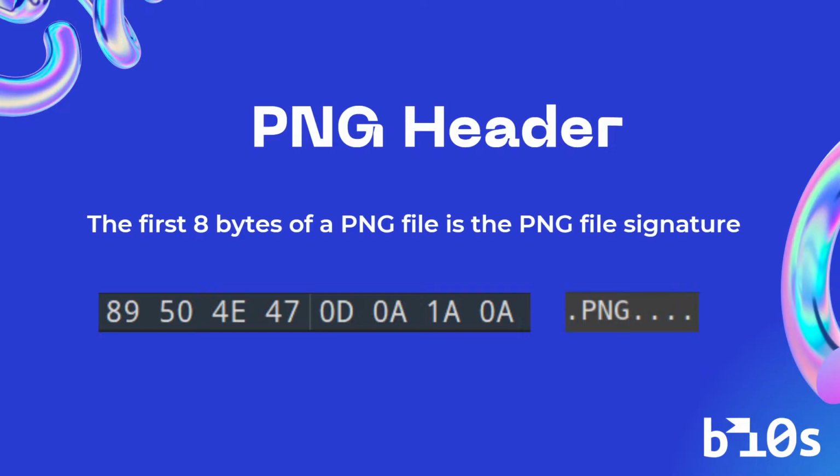Now, as you can see, the PNG header is mainly comprised of 8 bytes, and this will remain universal across all PNGs. This doesn't change. The first 8 bytes of a PNG will always be the following bytes that I mentioned here. They are 89, 50, 4E, 47, 0D, 0A, 1A, 0A.